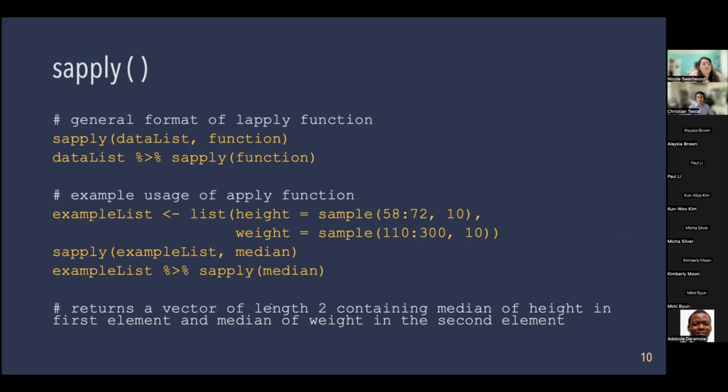As I alluded to before, you might run that chunk of code in lapply and think it's not really necessary to store 2 numeric values in a list. This is a situation where sapply can become handy. It's used exactly like lapply was in the previous example, but instead of returning a list, it's going to return a vector of length 2, which contains the median of height in the first element and the median of weight in the second element.